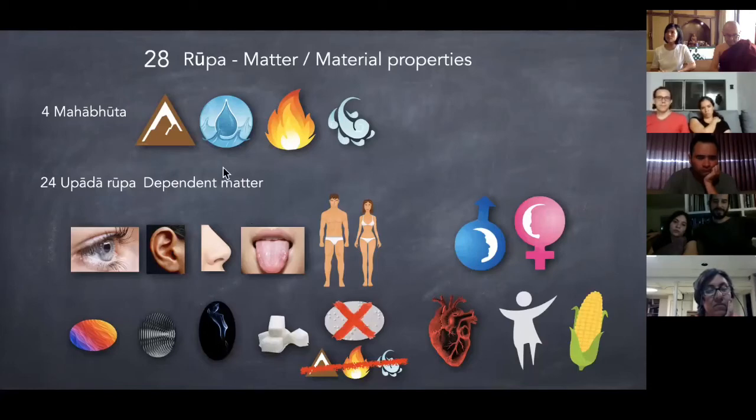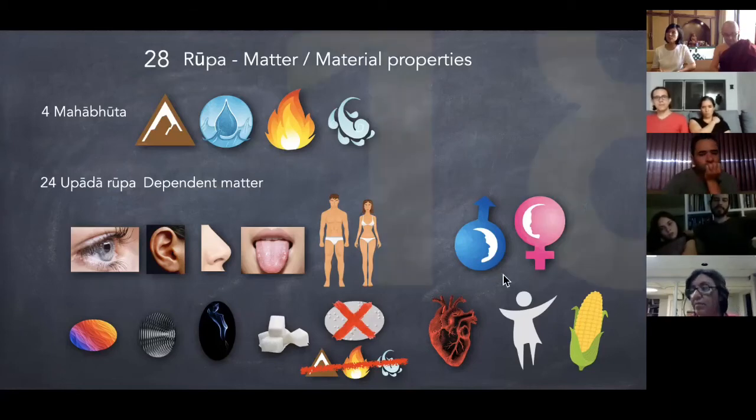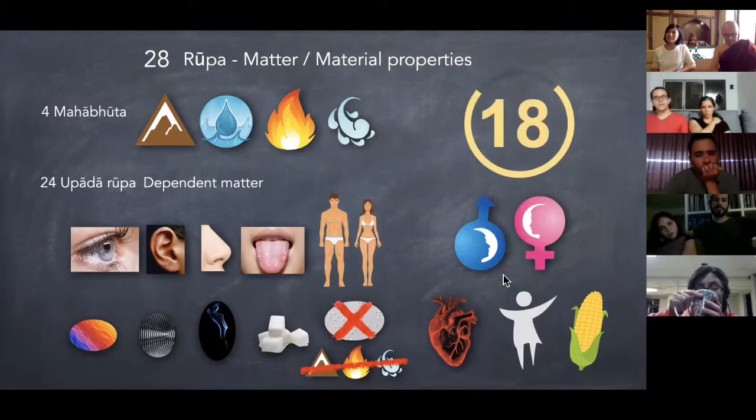So let's count. We have 1, 2, 3, 4, 5, 6, 7, 8, 9, 10, 11, 12, 13, 14, 15, 16, 17, and 18. Yes. So up till now, we have seen 18 types of material properties. And this 18 is very important. So we are going to make a little break before we see the other 10 types of rupa, and talk a little bit about these 18 types.